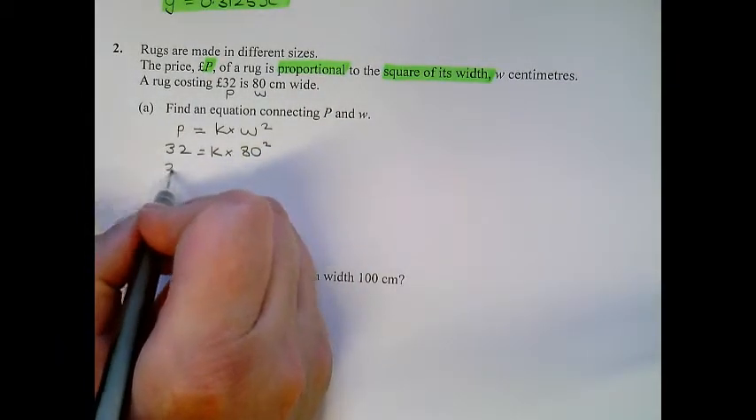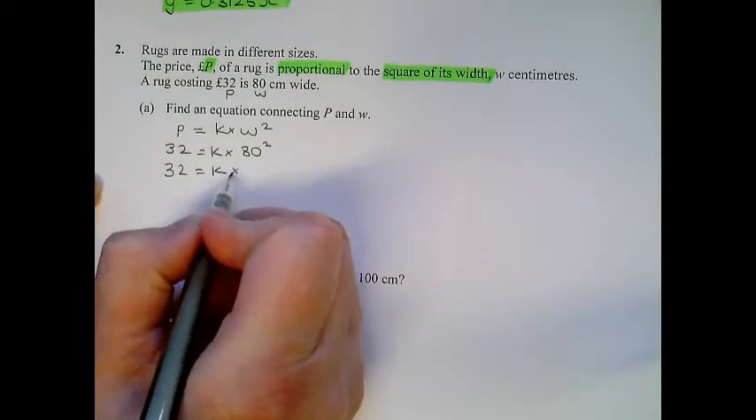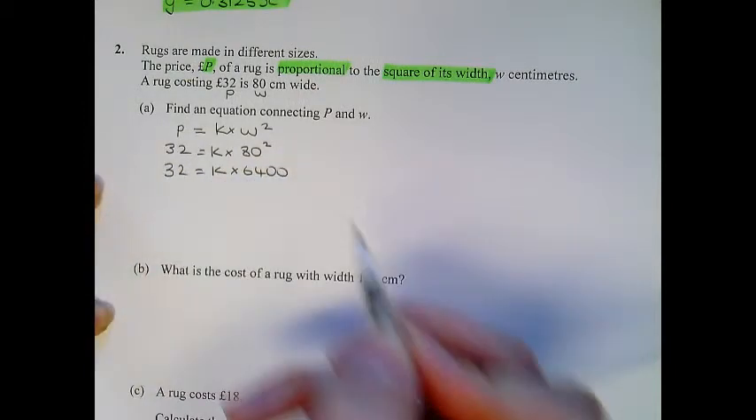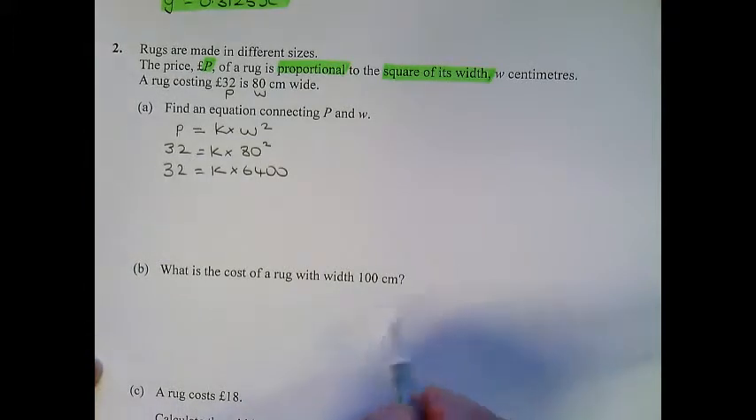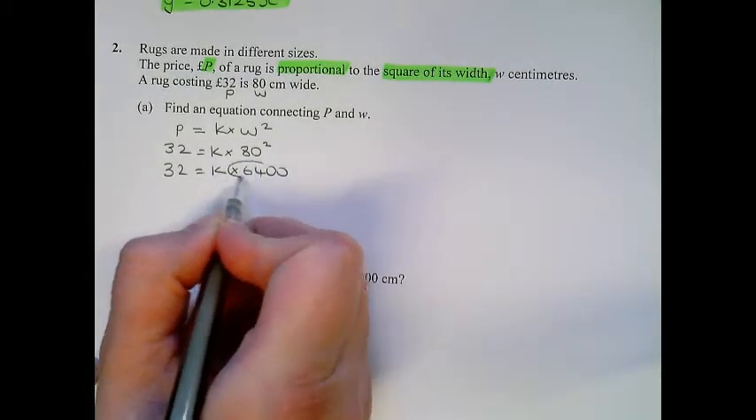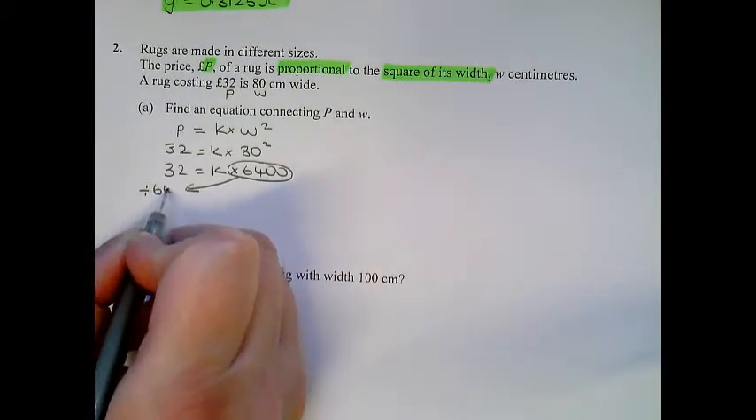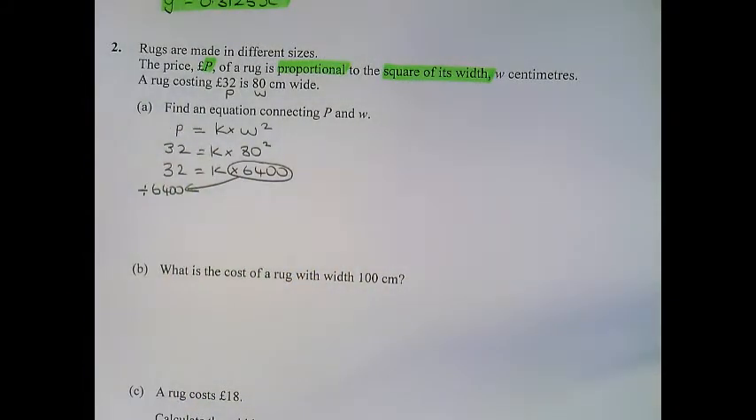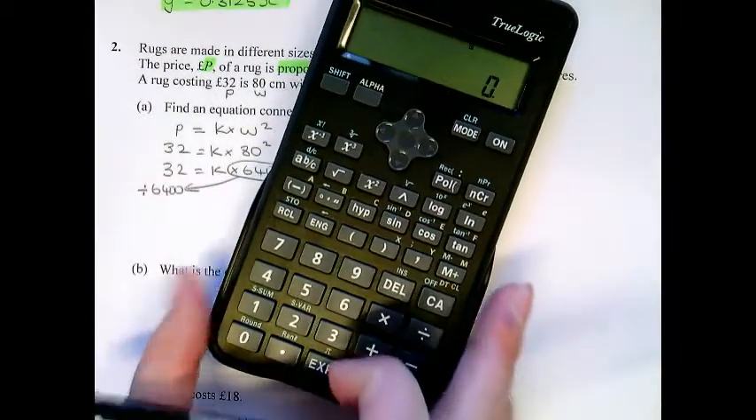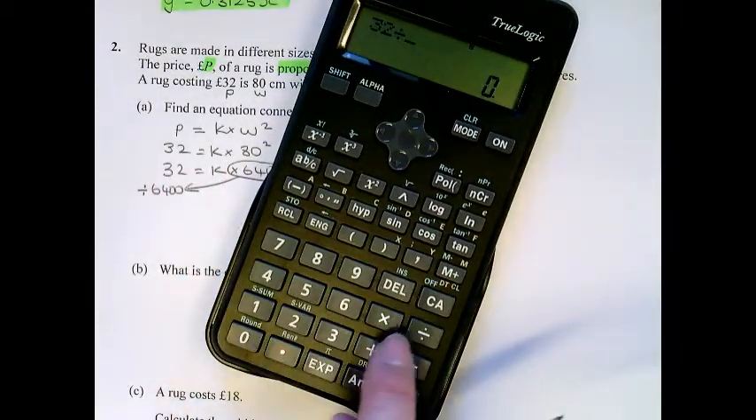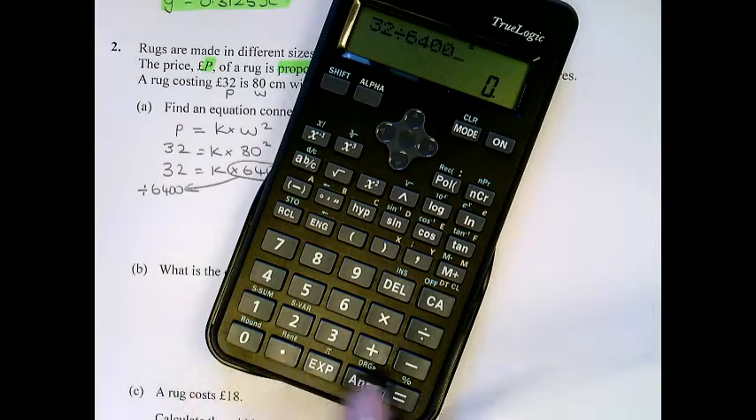After that then, I'm going to change the 80 squared to what 80 squared actually is, the 6,400. Then rearrange it to get K on its own. I would bring that over to the far side and divide by 6,400. So it's going to be quite a small number, I think. So 32 divided by 6,400.